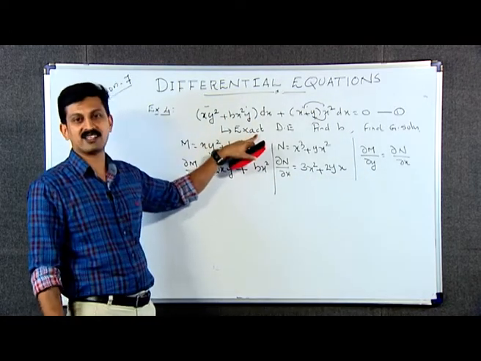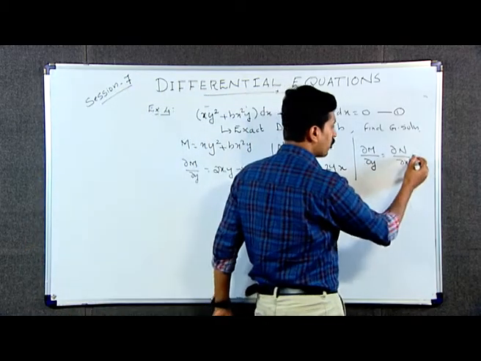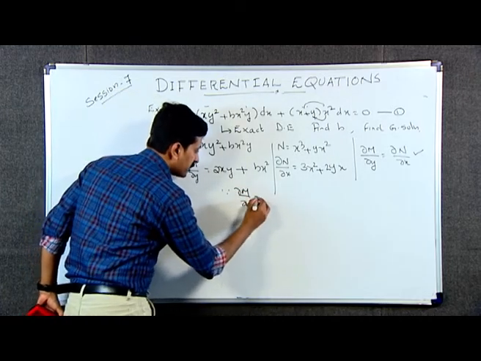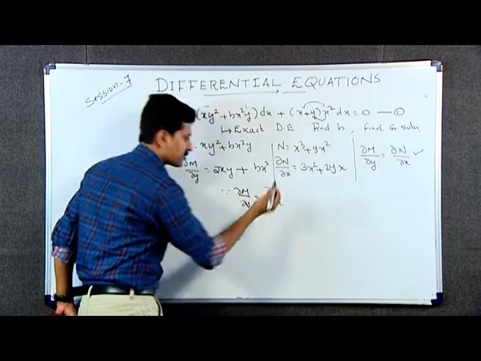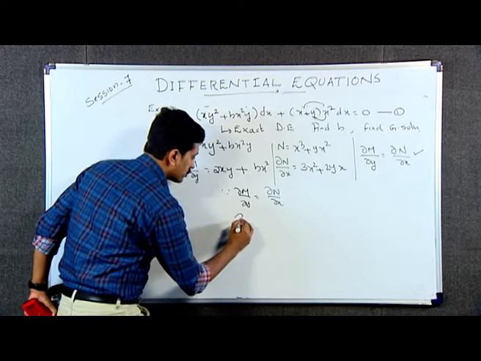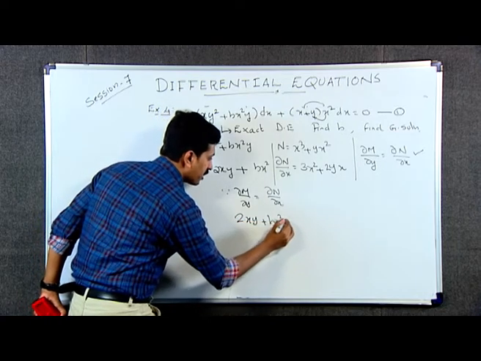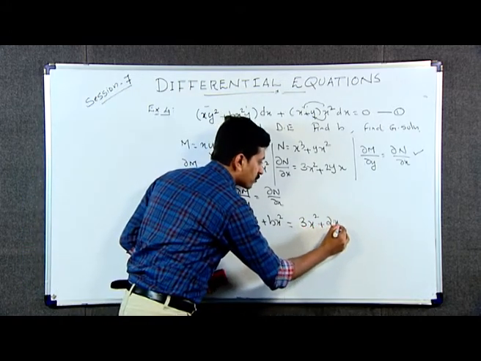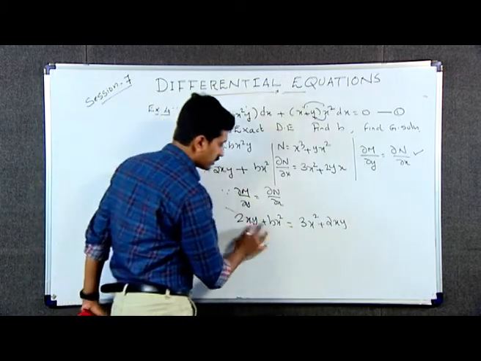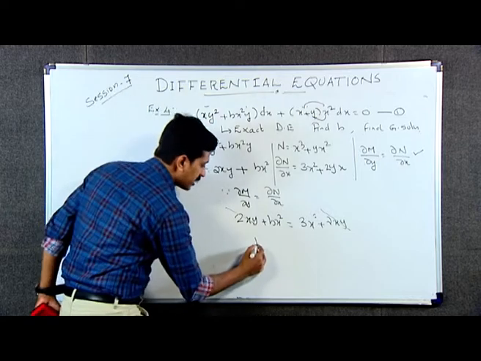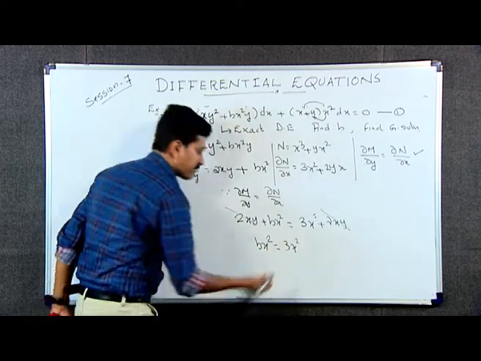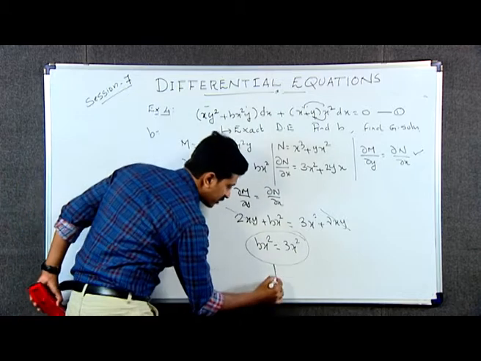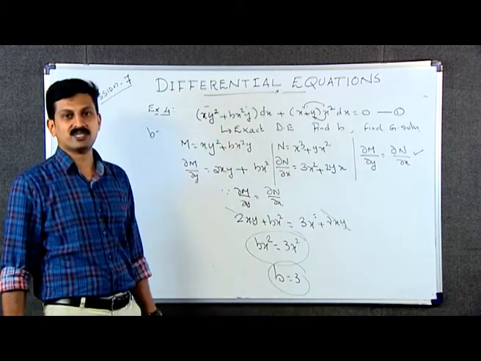We are given that it is exact. Since it is exact, ∂M/∂y should be equal to ∂N/∂x. Therefore, 2xy + bx² is equal to 3x² + 2xy. See, here is 2xy, and here is 2xy. After all, we found that bx² is equal to 3x². From this, we can identify that the value of b is equal to 3. We found that the value of b is equal to 3.